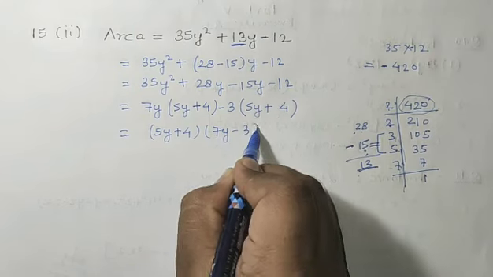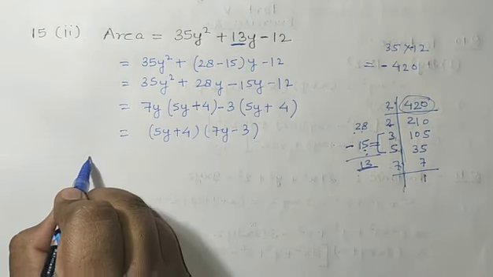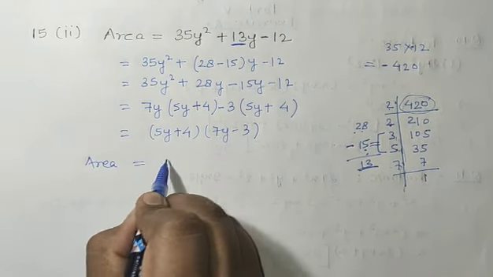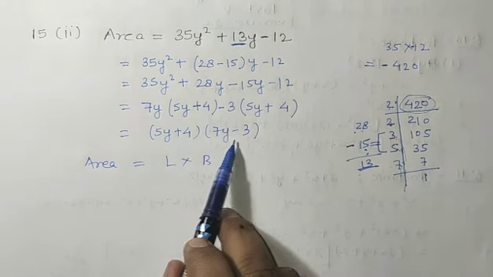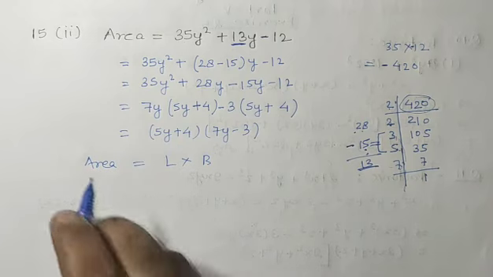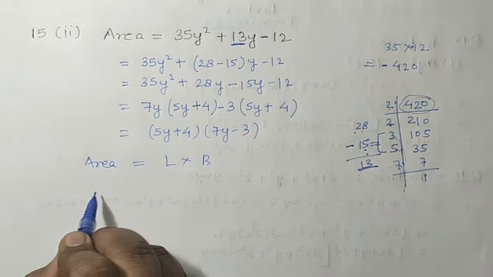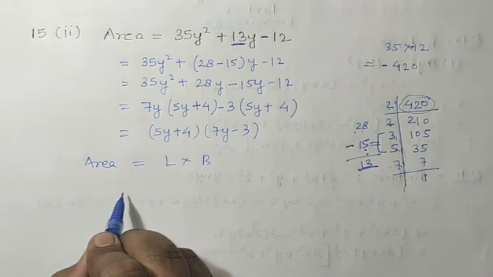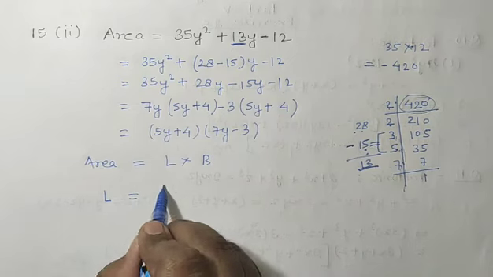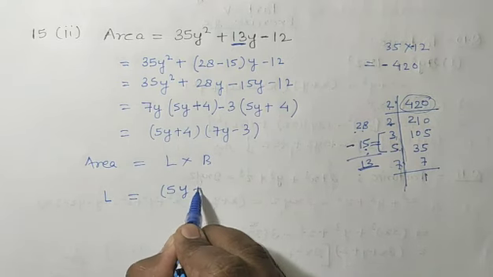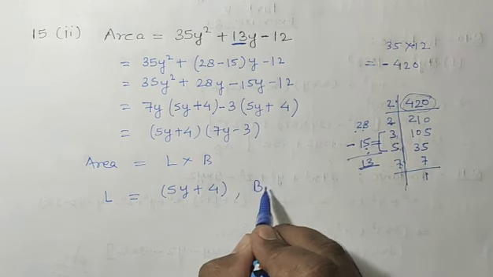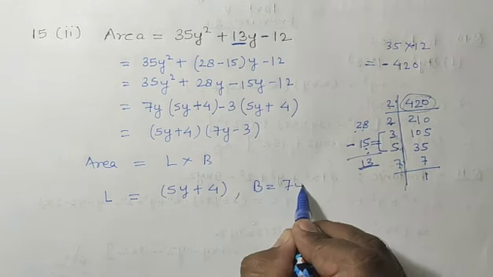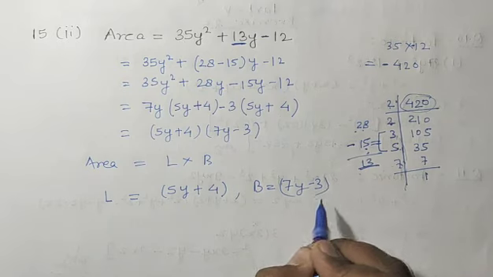Now in both, 5y plus 4 is common, so what is left? 7y minus 3. Again students, we have written the area as length into breadth. In these two, one would be length and one would be breadth. So in case length is 5y plus 4, then breadth will be 7y minus 3.